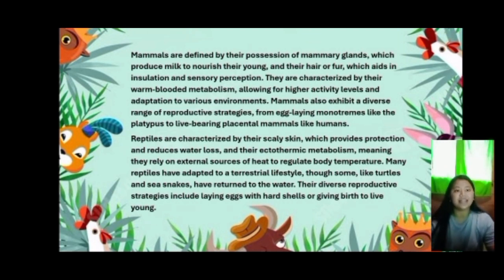humans. And last, reptiles are characterized by their scaly skin which provides protection and reduces water loss, and ectothermic metabolism, meaning they rely on external sources of heat to regulate body temperature. Many reptiles have adapted to a terrestrial lifestyle, though some, like turtles and sea snakes, have returned to the water. Their diverse reproductive strategies include laying eggs with hard shell or giving birth to live young.